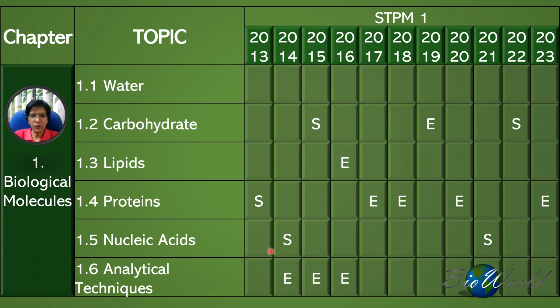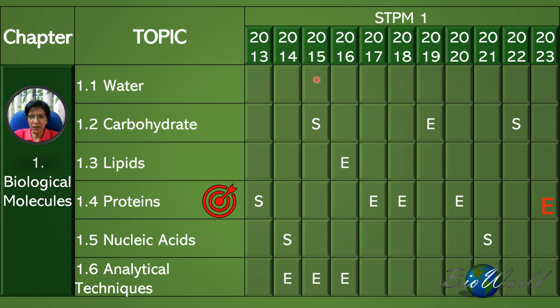Okay, let's begin with chapter 1. 1.4 protein was tested in the year 2023. So you would think that it's unlikely for protein to be tested again. But if we see in 2017 and 2018, it was repeated back to back, meaning that maybe protein can be retested.